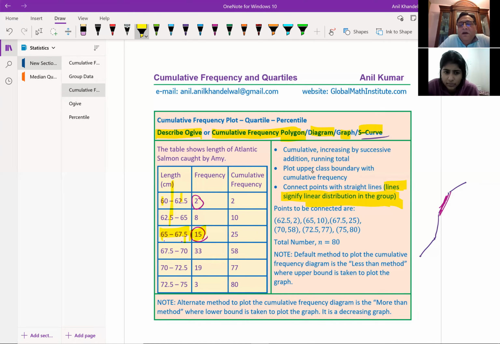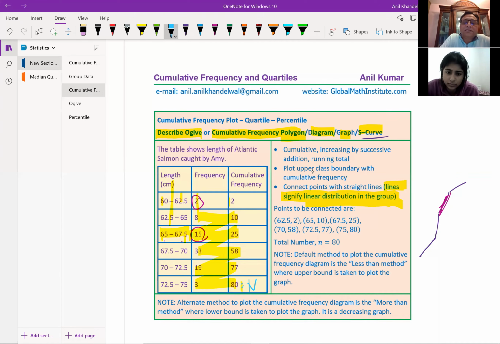So basically, let's consider the points. First, we'll make a cumulative frequency chart, that is increasing total, right? So 2, and 2 plus 8 is 10, 10 plus 15 is 25. So I made a cumulative chart, and here we get the value of n, which is 80. So the total number of fish in this case were 80, and they are distributed in these intervals as shown in the diagram.